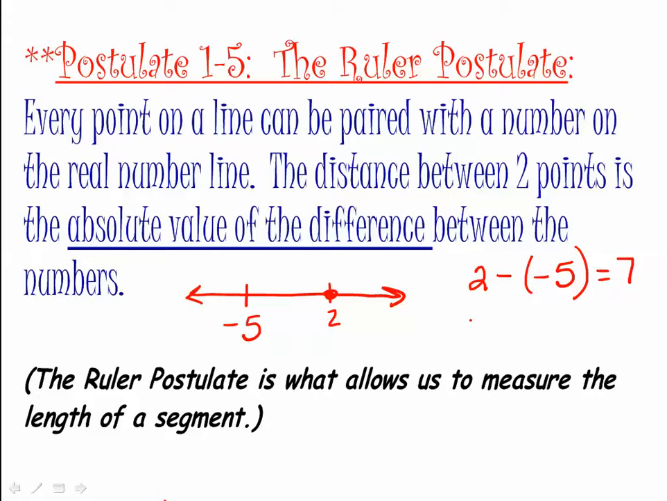If, however, for some reason we were taking the smaller number and subtracting the larger number, we would get a negative. Since distance can't be negative, we would say that no matter what, it's the absolute value of the difference. We can see this makes sense in this problem because 0 would be somewhere right here, and it's 2 units to 0, and then 5 more units, which is a total of 7 units.